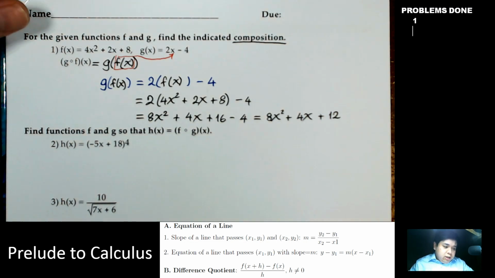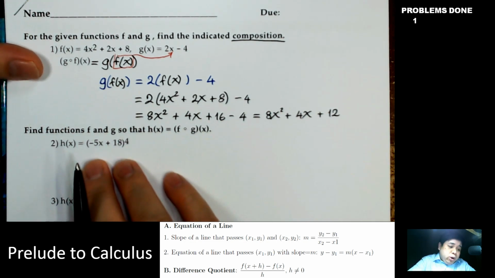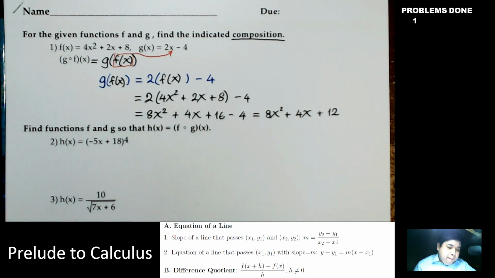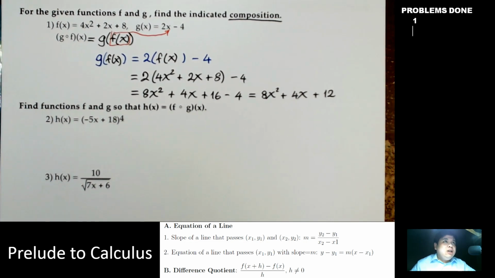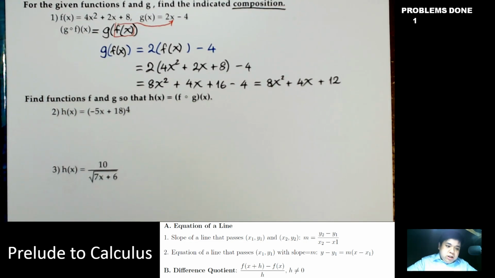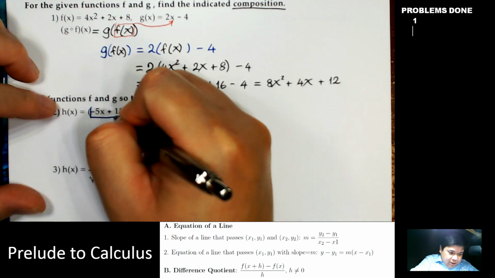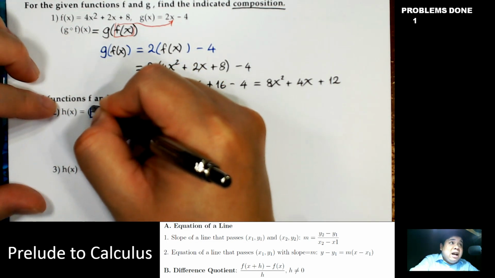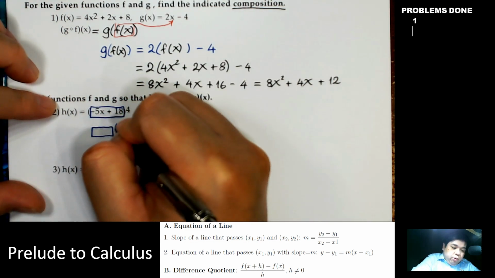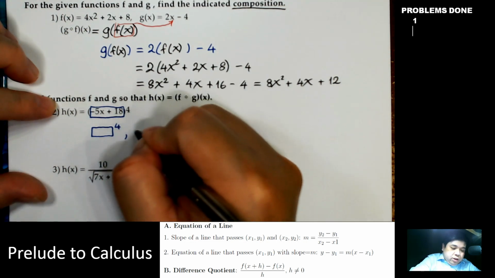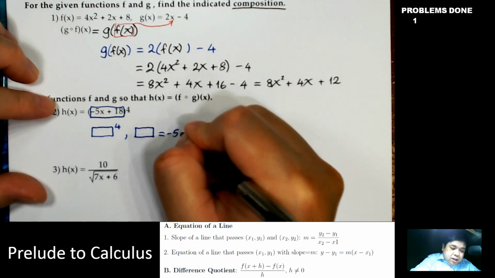But more important is to do this problem in reverse. By that I mean we have a function and we need to decompose it into 2 functions. So let's go to the next one. To do this, we'll do it in reverse. I will put a function, something that has x inside a box. In that case I will have a box to the 4th power, and with that the box equal to negative 5x plus 18.